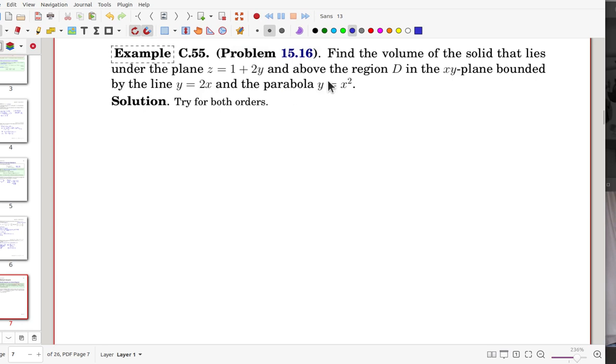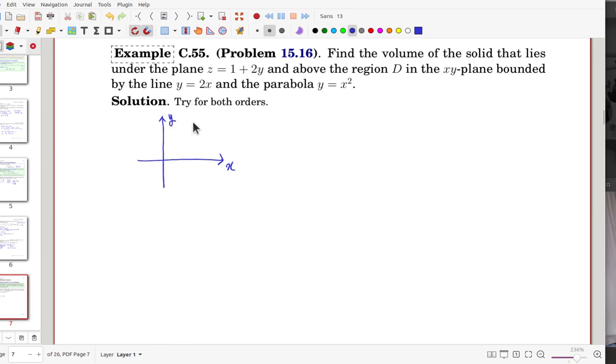Find the volume of the solid that lies under the plane z equals 1 plus 2y, and above the region D in the xy plane, bounded by y equals 2x and y equals x squared. Let's try to recognize the region. Okay, that is the x-axis, that is the y-axis.